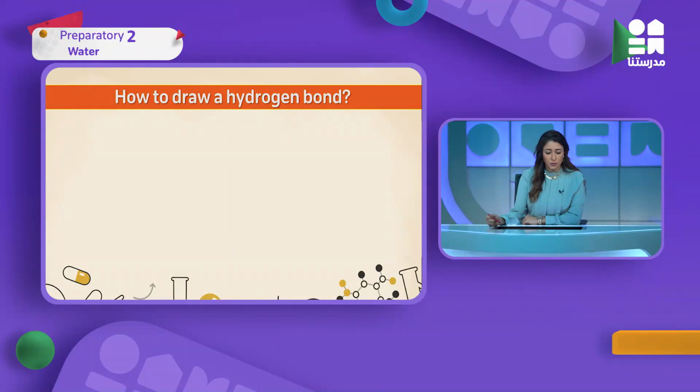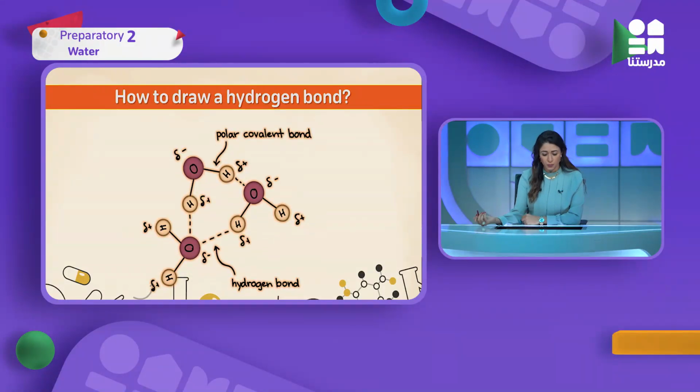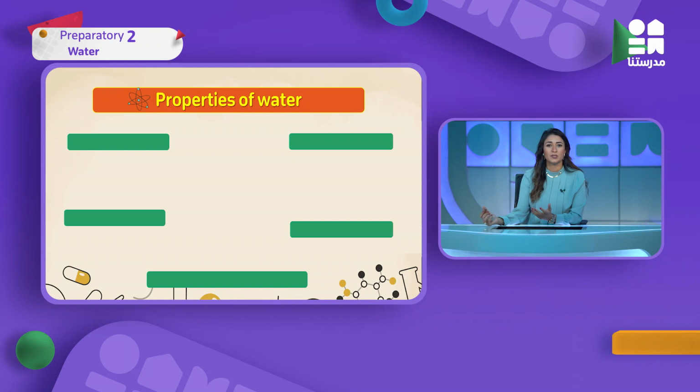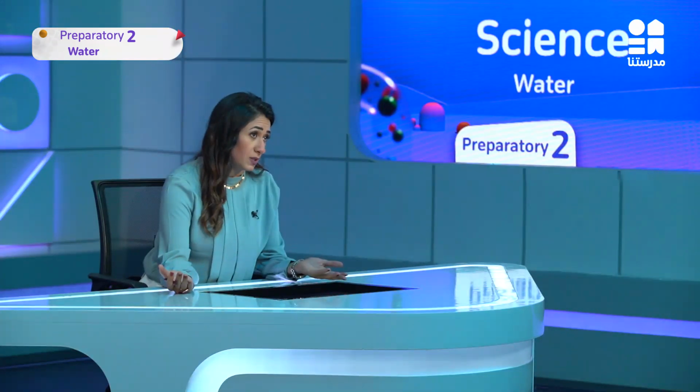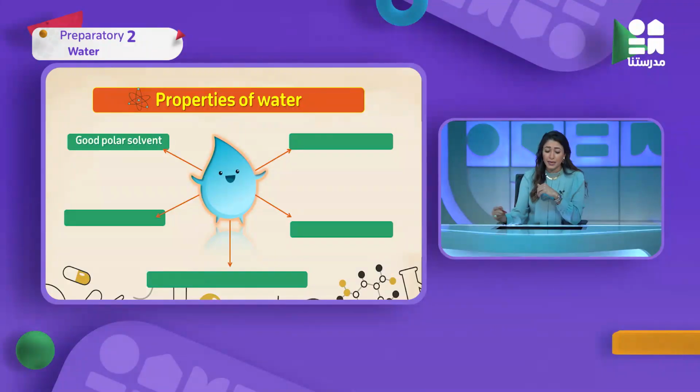Let's continue. We took how to draw a hydrogen bond, and it's very easy, as we discussed before. Now, what are the properties of water? Number 1, water is essential for life. Without water, life cannot continue. Water is a special compound, as we said before, because it exists as solid, liquid, and gas at ordinary temperature. I can find it in the form of ice, water, and water vapor. So what are the properties?